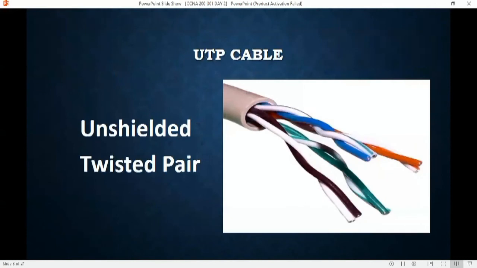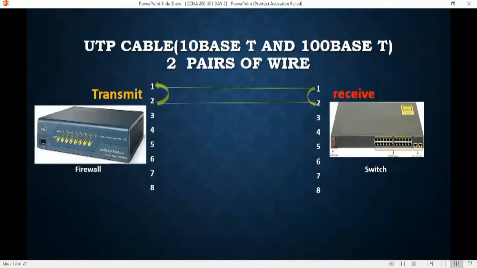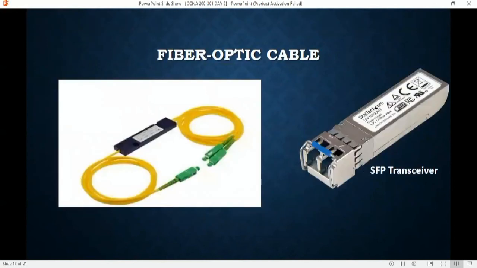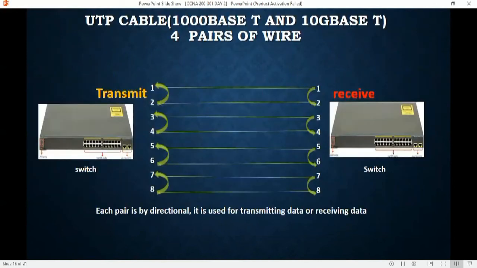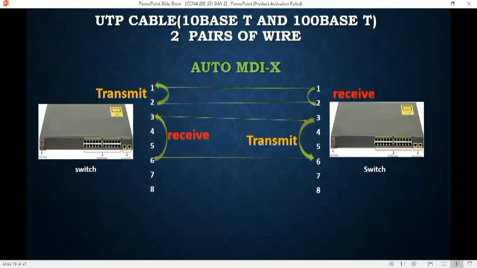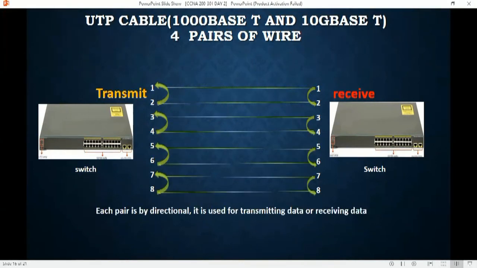But for the purpose of your exams, you need to know a straight through and a crossover cable and the devices to use to connect them. But in a real life network, you don't really need it anymore. You can actually use any cable to connect to the network and it will work perfectly for you. That's what auto MDIX does. They use two pairs, which is pin 1 and 2 and 3 and 6. But for 1000BASE-T and 10GBASE-T, they use 4 pairs of wire, and each pair is bidirectional.